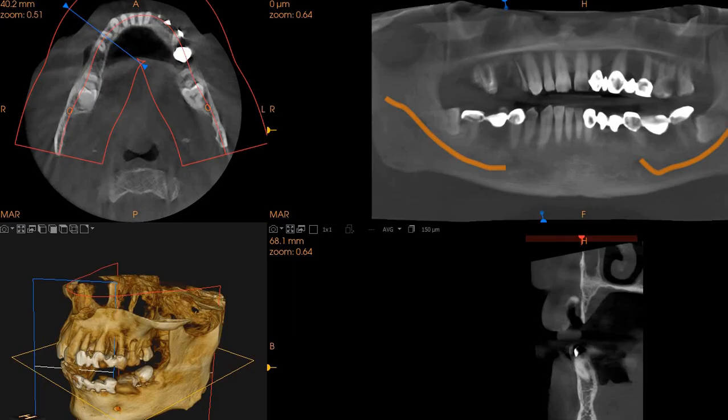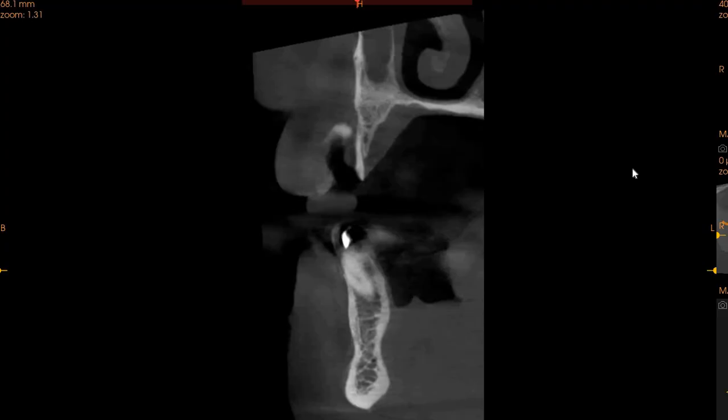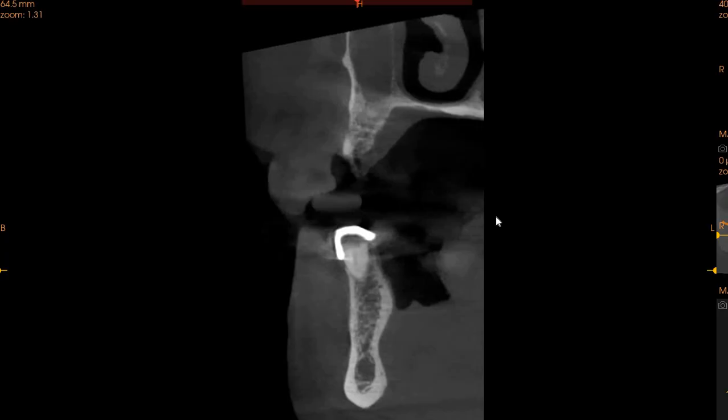The area of interest is the upper right and the lower right 4, 5, 6, 7 region. This is the upper right 4 region. We go to the transaxial view. As you can see, very thin ridge, no bone for implant placement. Then we move on to the 5 region. Again, very limited bone here. There's 5 millimeters of ridge width with 8 millimeters of height.